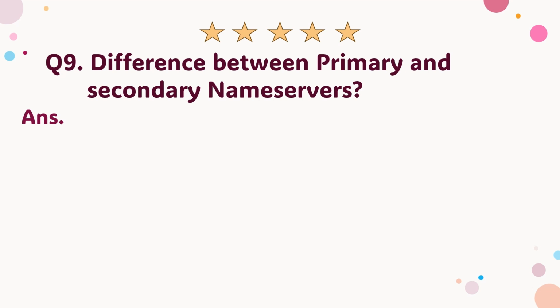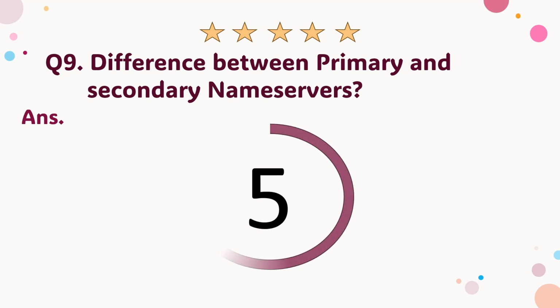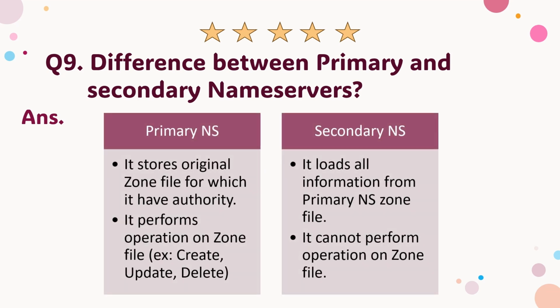The next is the difference between primary and secondary name server. This is again a 5-star question. Let's see. The primary name server stores the zone file and is authoritative because it has operation access as well: create, update and delete. Whereas the secondary just loads a copy of the information from the primary name server and keeps it for record. It cannot perform any kind of operation, so it only has read access.